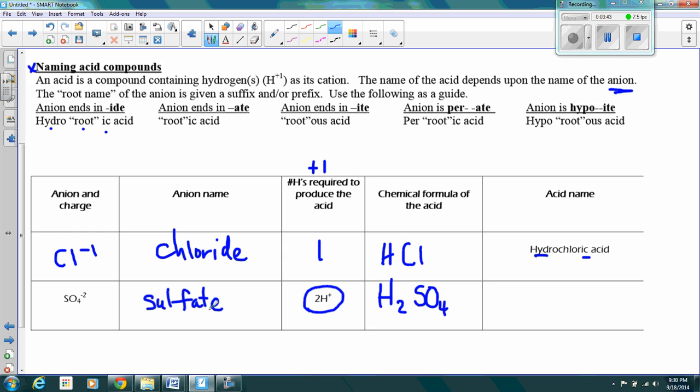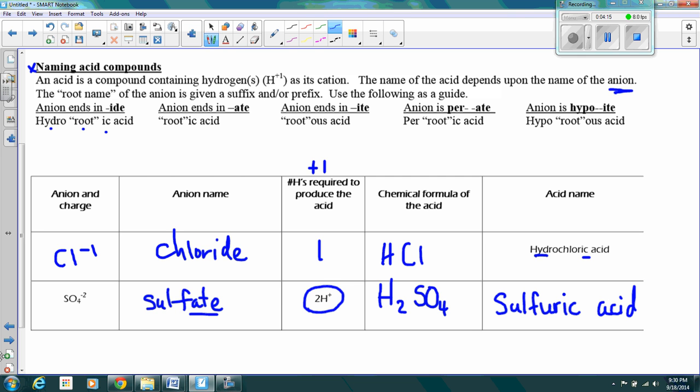Okay, well now I need to find the name. So I need to pay attention that the anion ends in "ate." So does the anion end in "ide"? Nope. The anion ends in "ate." So I'm going to take the root, which is sulf, and then put "ic" behind it, sulfuric acid. Now lots of people will just put sulfic because that's just dropping the ATE, and that is perfectly fine. I would never mark that wrong. But the proper root name is sulfuric acid.